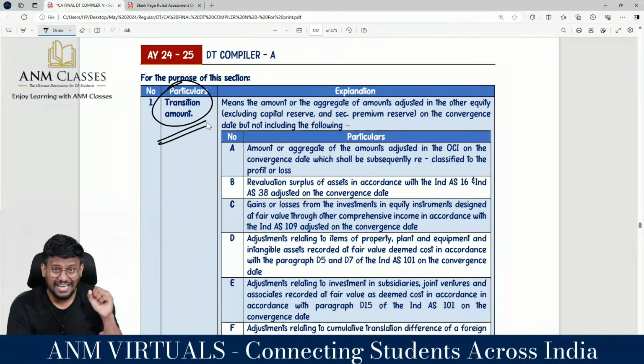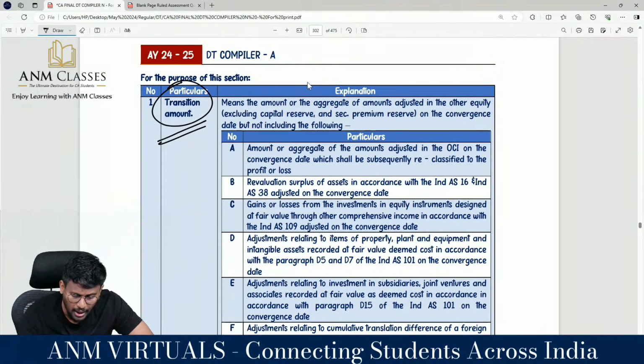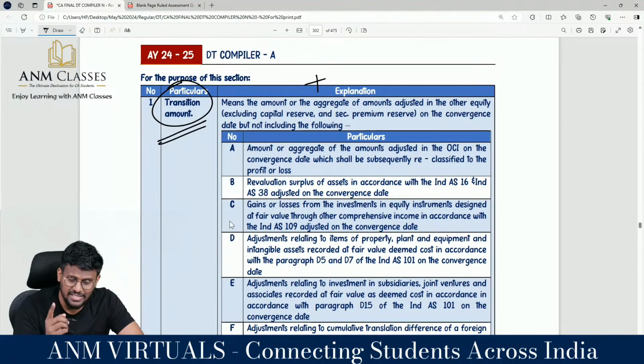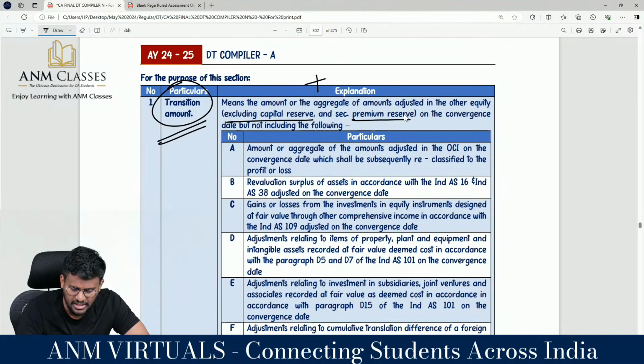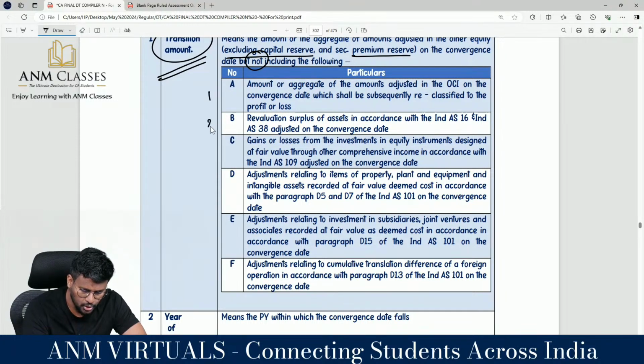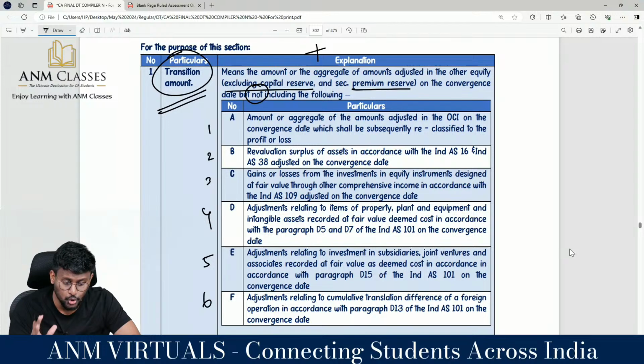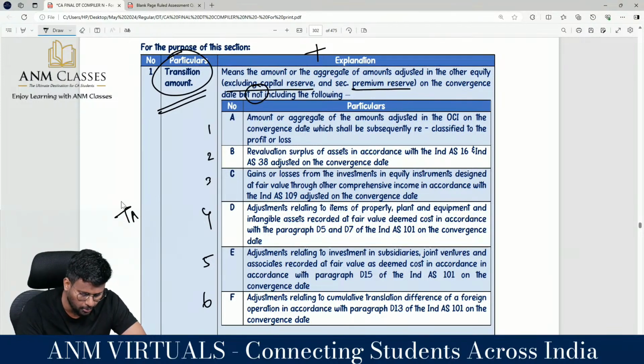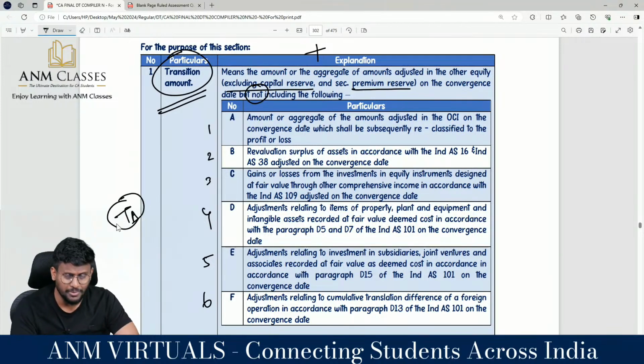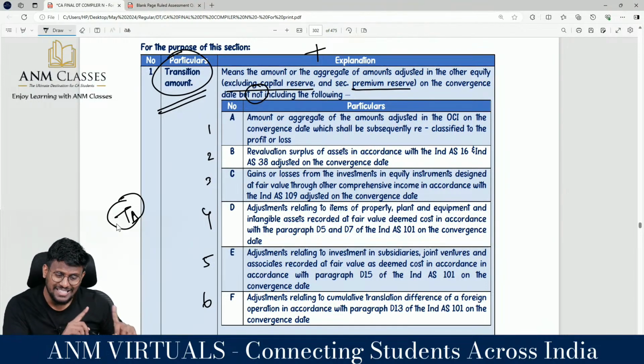Transition amount means the amount or aggregate of amount adjusted in other equity excluding capital reserve and security premium on the convergence date, but not including the following. These 1, 2, 3, 4, 5, 6. The 6 items should not form part of transition amount. Transition amount means the amount or aggregate amount adjusted in the other equity.